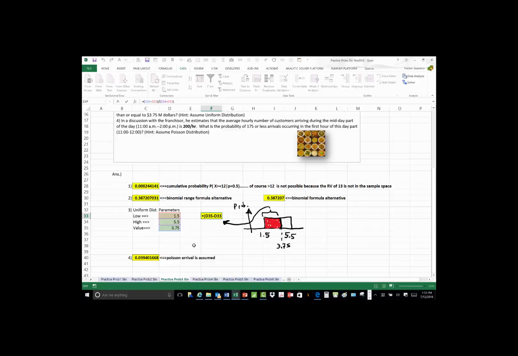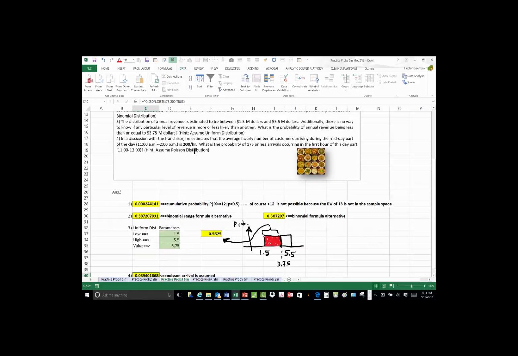And then I'm going to divide that into the difference between D35 and D33. D35 is the value and D33 is the low area. So it's this area here. So I'm taking a proportion of the entire area versus this little area here. And that's 4 divided by, I think, 2.25. And of course, that gives us about 56.25%.